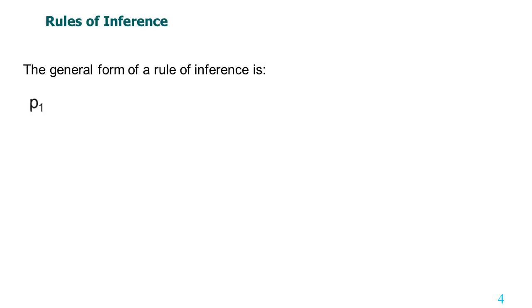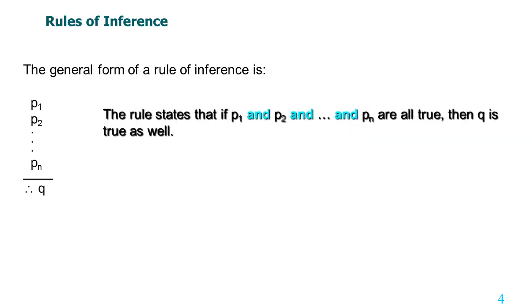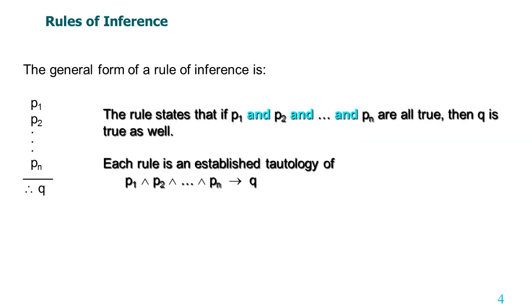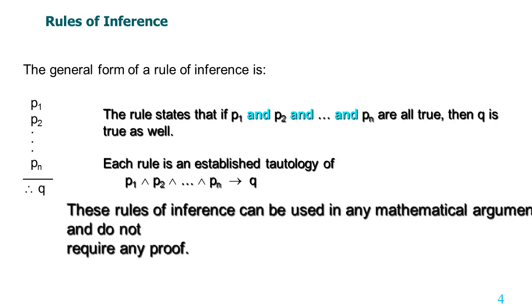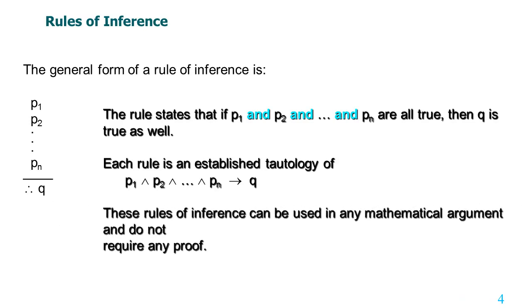The general form of rules of inference is P1, P2, and so on. If there are several statements P1, P2, P3, ..., Pn, and all are true, then Q is the conclusion. This can be mathematically represented as P1 and P2 and ... and Pn implies Q. This is always true, and it does not require any proof.